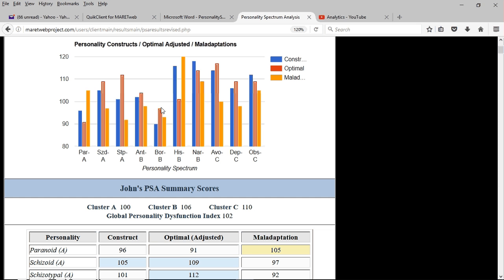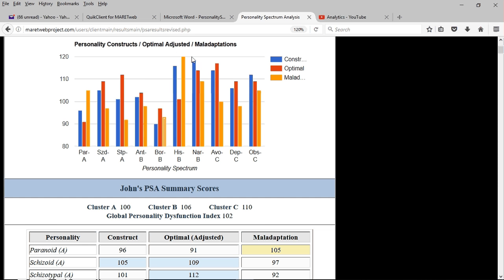This is pretty normal. The construct is higher. The construct just shows us the amount of antisocial that a person has. Right here, this is all of this person's antisocial. And out of this, we have a predominant optimal functioning, a lower maladaptation. Out of this, the borderline, we have a higher optimal functioning, a lower maladaptation than that.